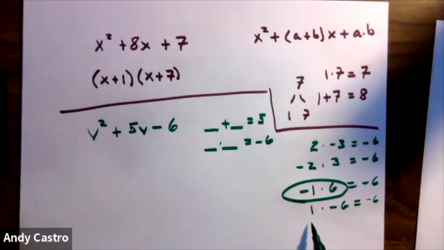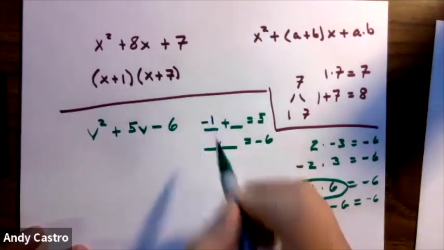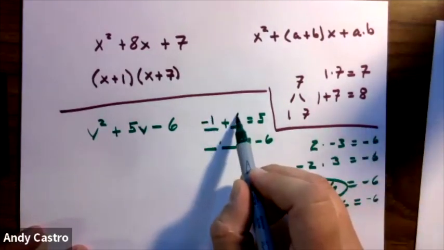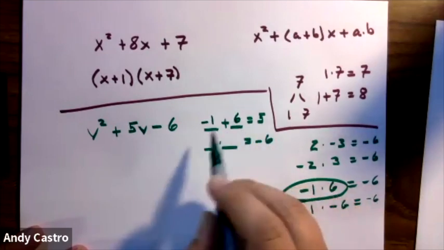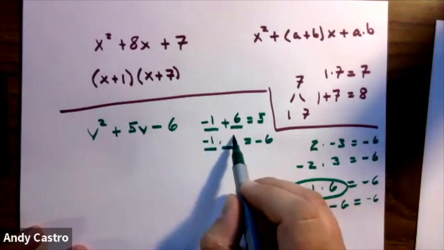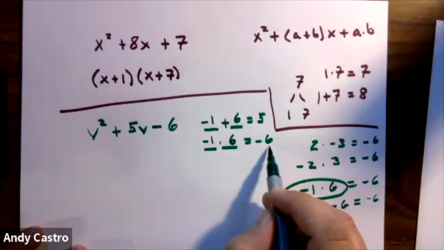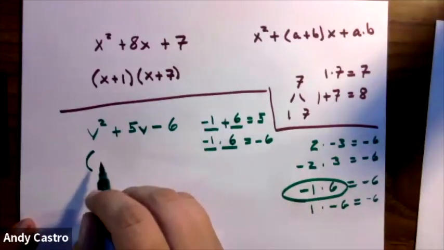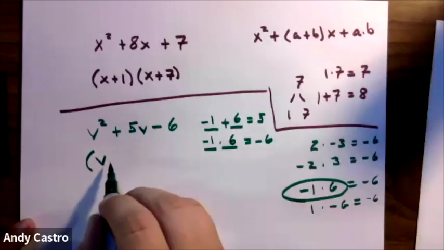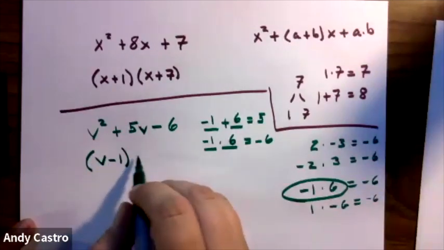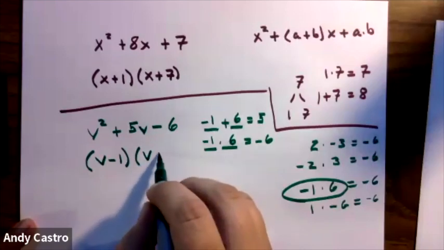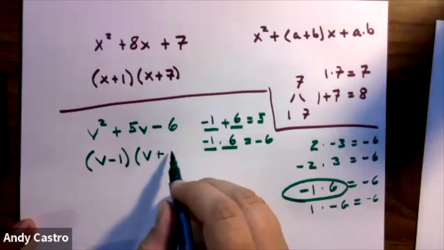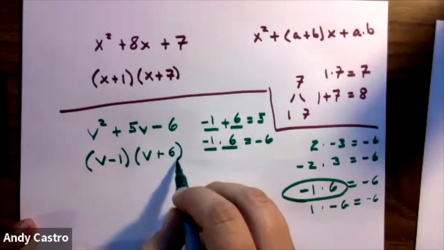Because positive 1 plus negative 6 would be negative 5. So we're going to have negative 1 plus positive 6. It's going to give me 5. And negative 1 times positive 6 gives me negative 6. So this is going to be v minus 1 times v plus 6.